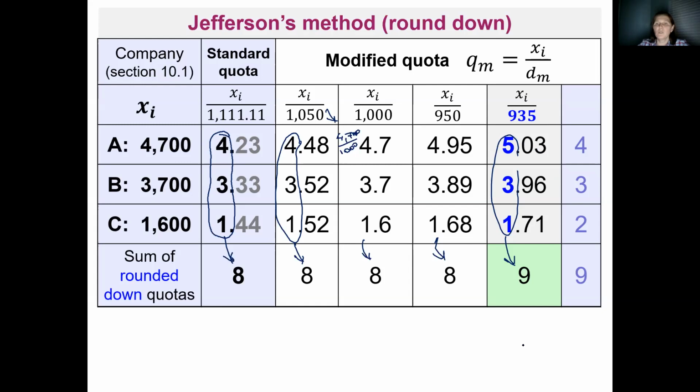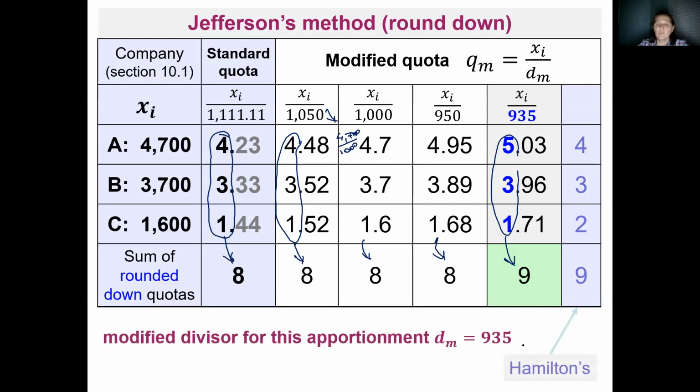In the last column, we also have Hamilton's method to compare. You see it is a little bit different. And the modified divisor for this apportionment is 935. This is the divisor that we use to apportion the representatives.